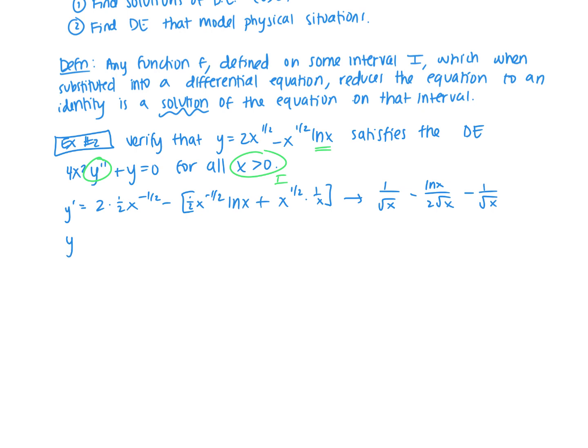So our first derivative then, if I write it a little bit differently, is going to be 1/2 x to the negative 1/2 natural log of x. We good so far?